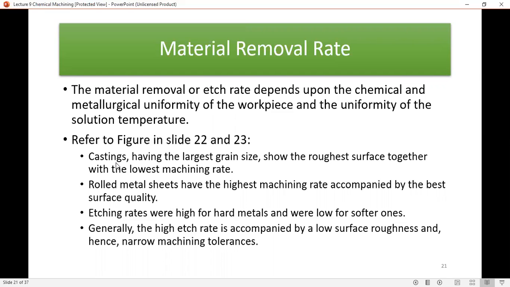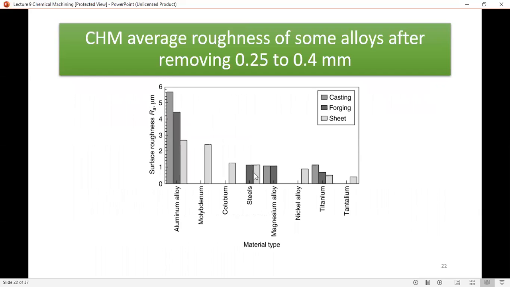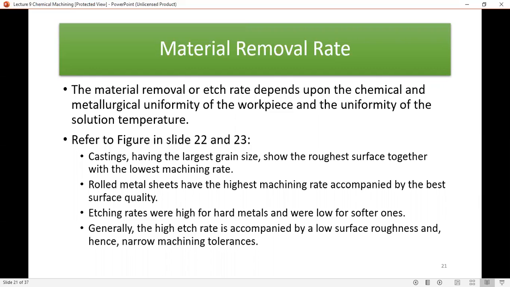if you have a workpiece made by a casting process, the casting process will have a larger grain size compared to, for example, a forging process. Yeah? So because of its greater grain size, as I mentioned just now, the etching rate will be higher at the grain boundary, right?